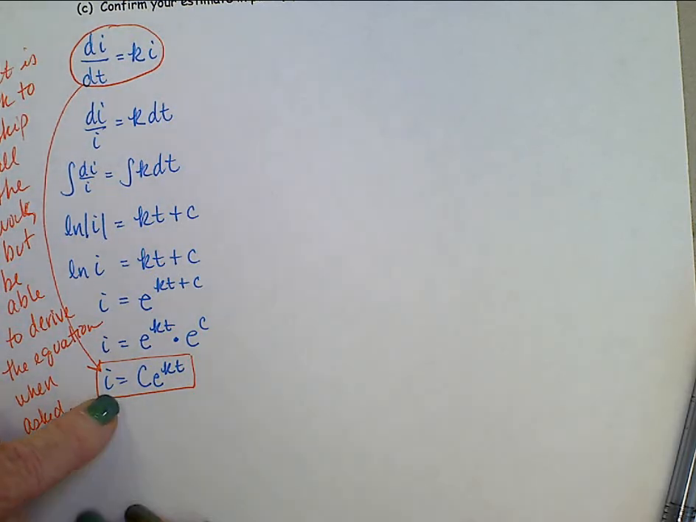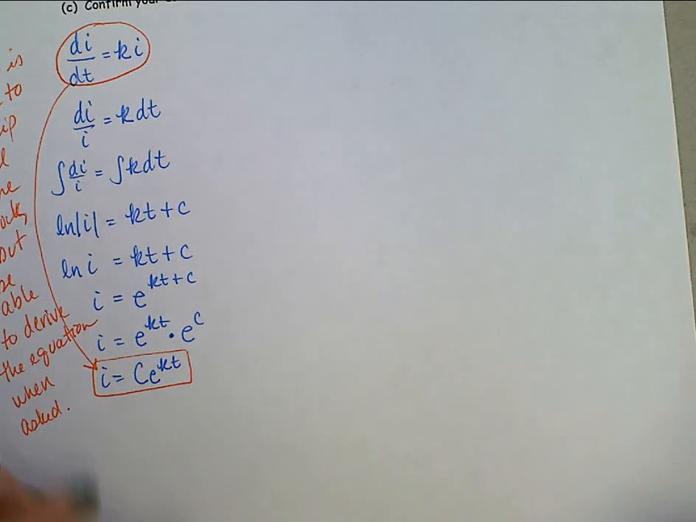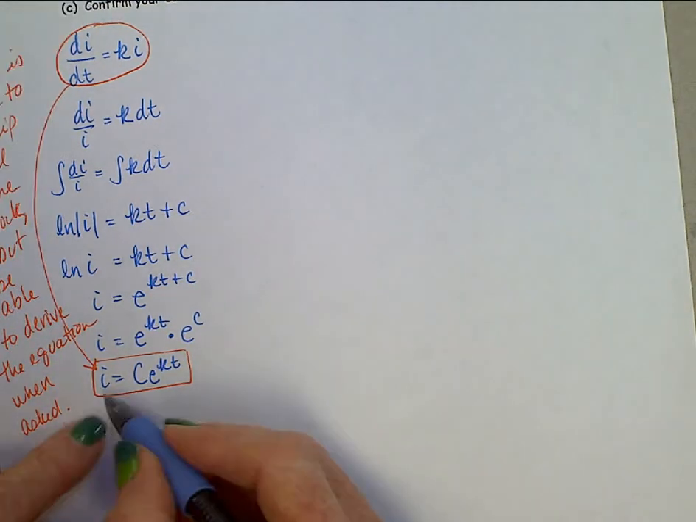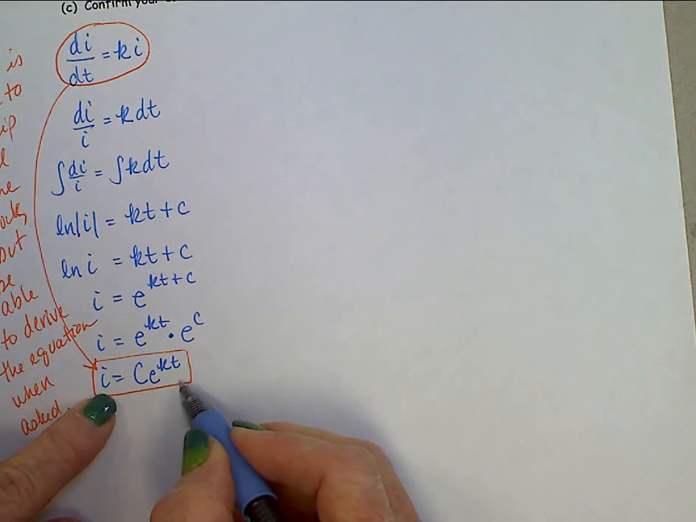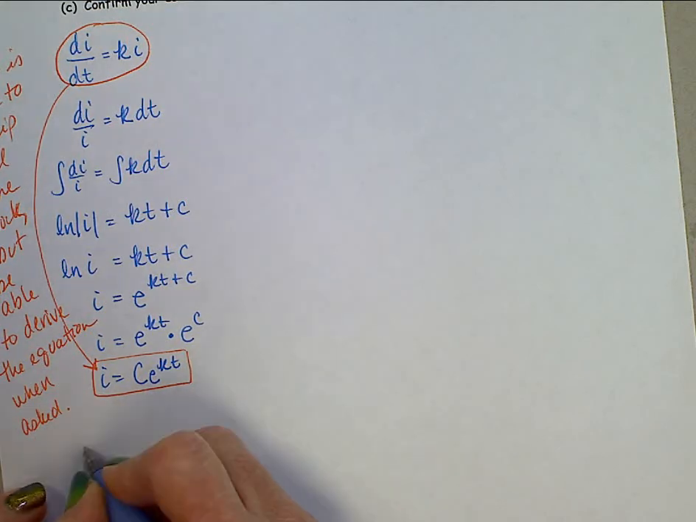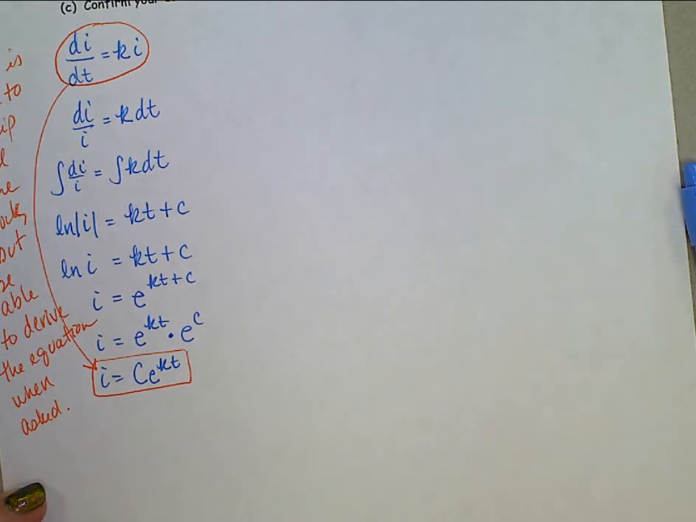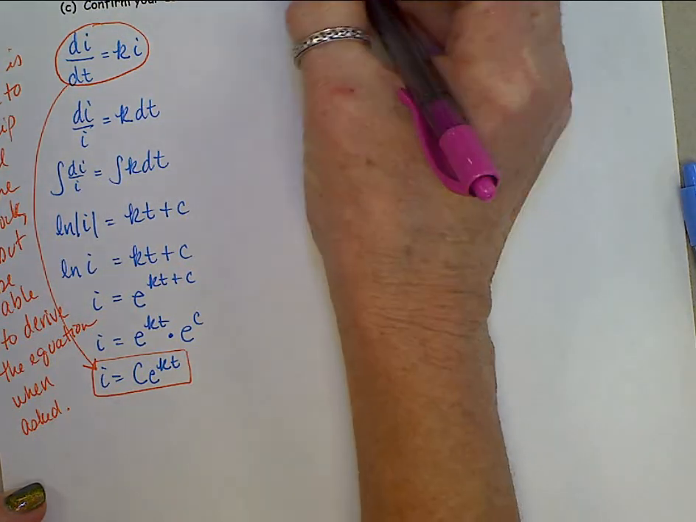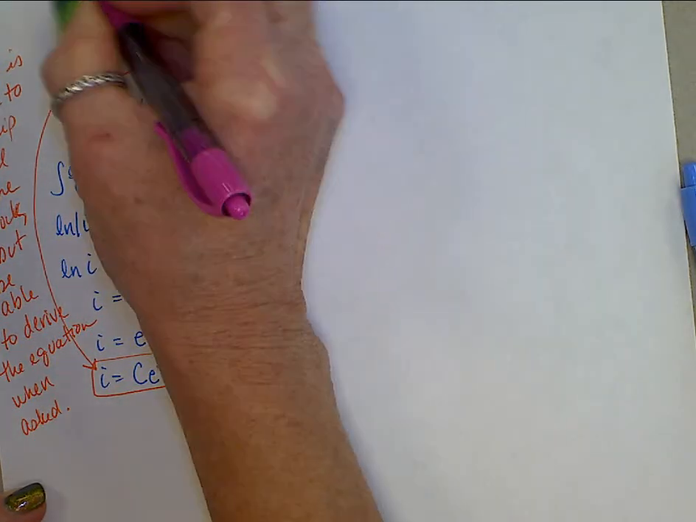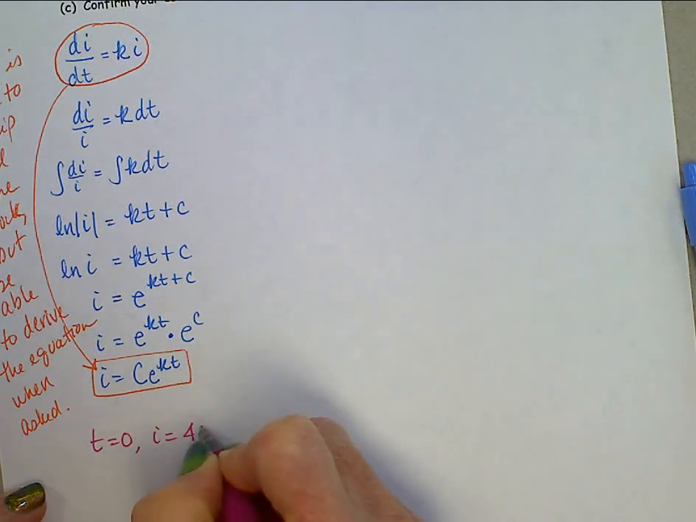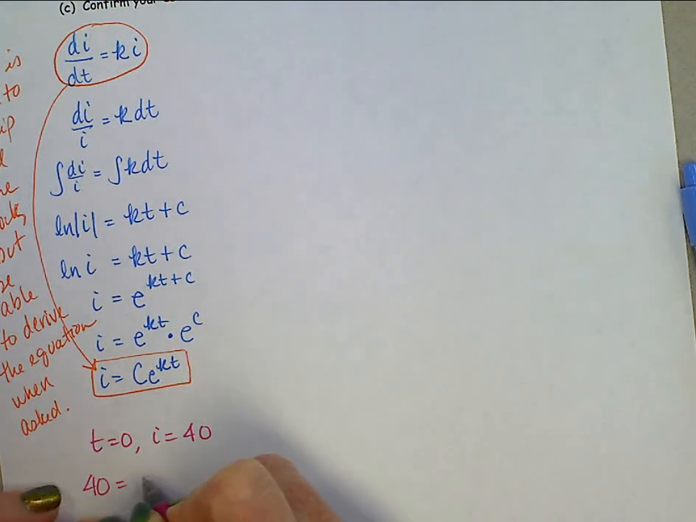All right, now let's go on to, we're still not at part A. We have this, I equals c e to the kt. So, some initial information. We know that at time 0, I is 40. Which gives us 40 equals c e to the k times 0.